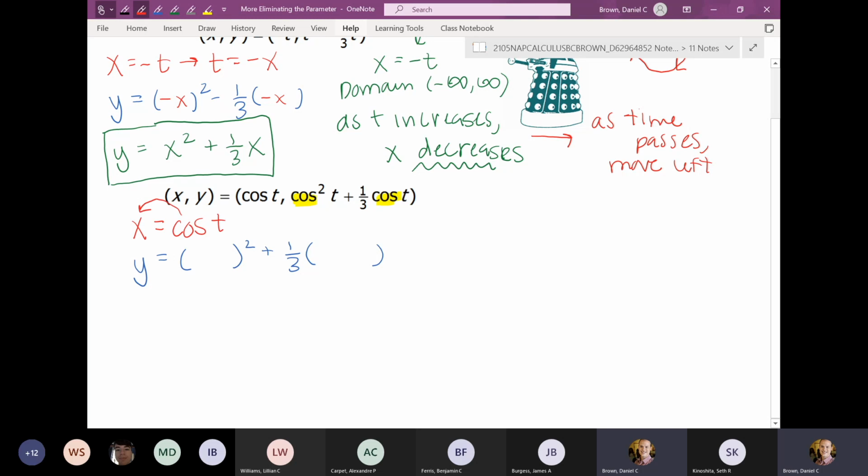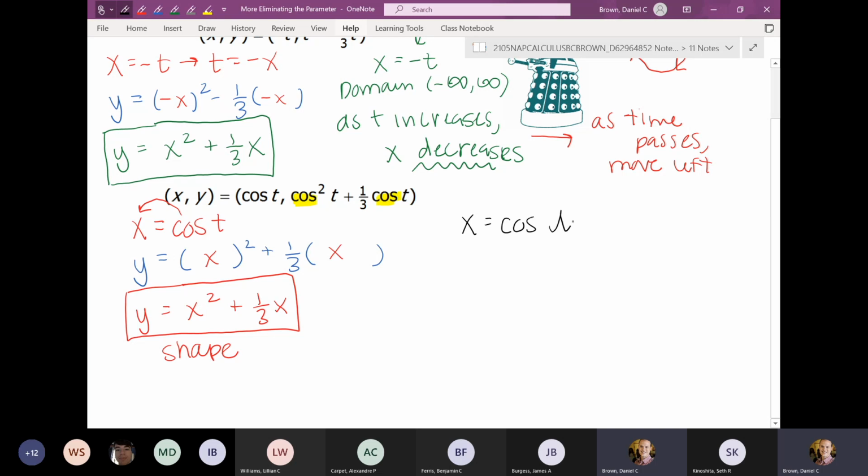Well, what is cosine equal to? Cosine is equal to x. So again, we do get the same shape, which is what we expected. It was a quadratic. So again, the rectangular version of the equation tells us the shape of the graph, but it doesn't tell us the orientation or any restrictions on the graph. We can use the x equation to help us determine any of the restrictions. So what is the x equation? X is equal to the cosine of t.